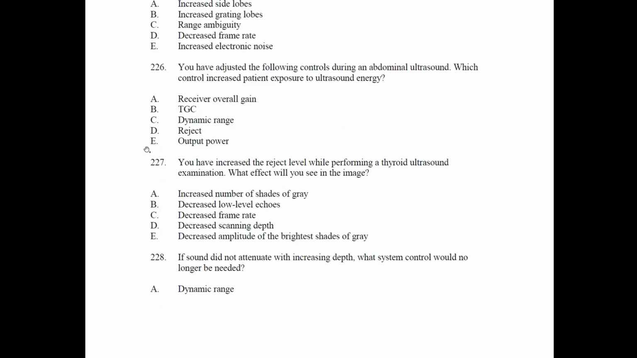Now let's move on and look at question 227. In this question, they're asking about the function related to reject among the receiver's features. It is asking what effect occurs when you increase the reject function. Since the reject function itself serves to eliminate noise from weak signals, the correct answer is option B. Similarly, you can use this question to summarize what results the reject function produces.